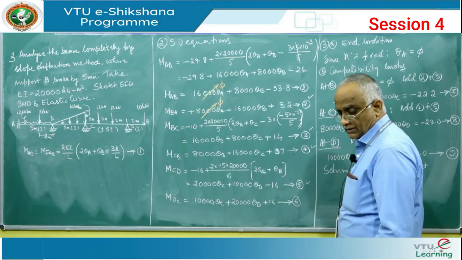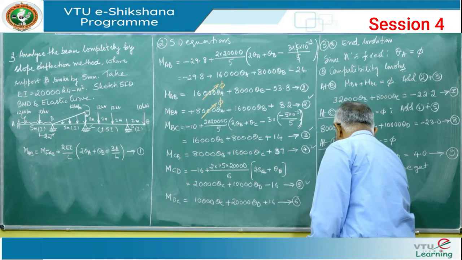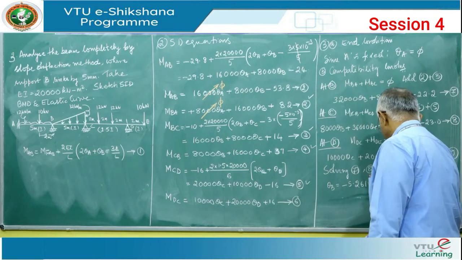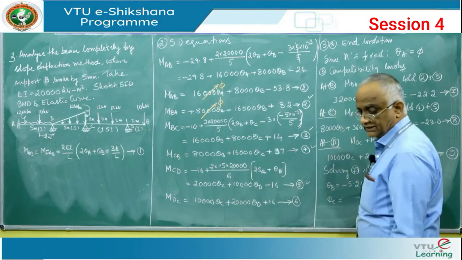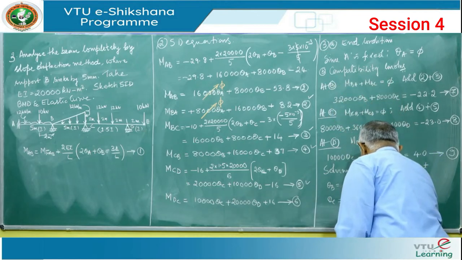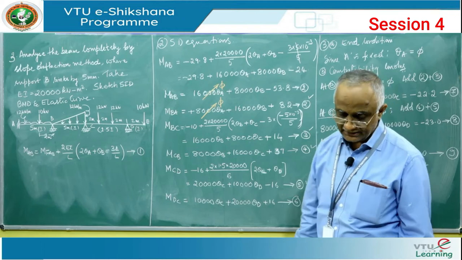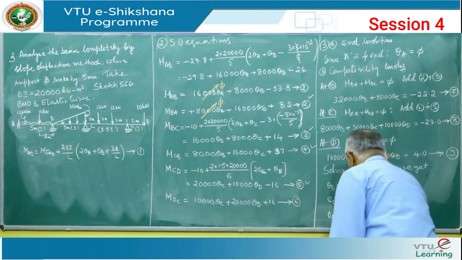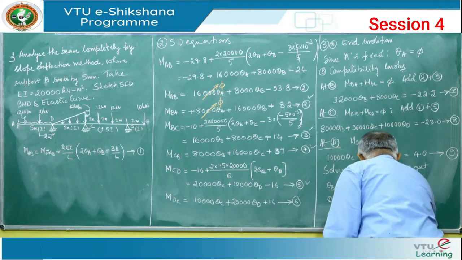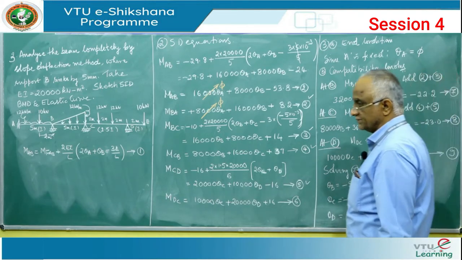We will get the answers: theta B is minus 5.261 into 10 to the power of minus 4. Theta C is minus 6.707 into 10 to the power of minus 4. And theta D is plus 5.353 into 10 to the power of minus 4. And of course, we know the another one, slope theta A is 0.